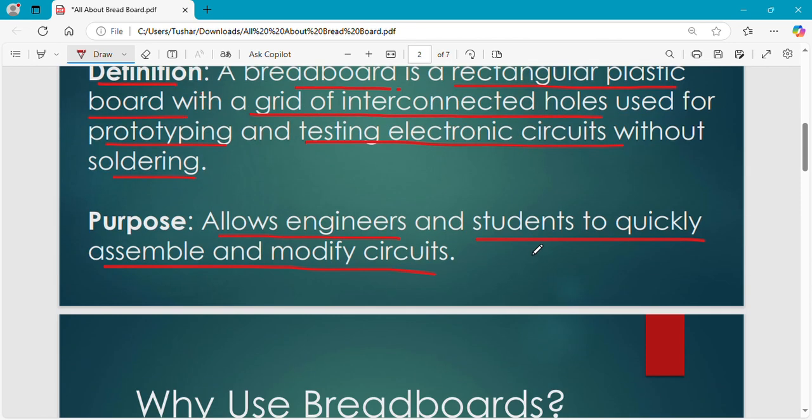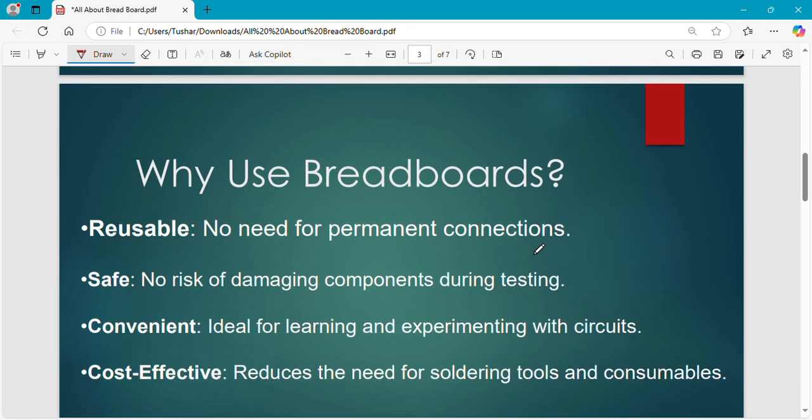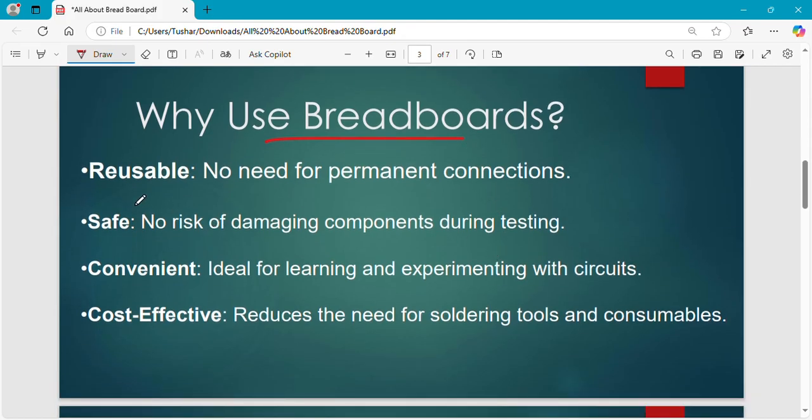Now, why do we use breadboards? It is a very important question. It is reusable, with no need for permanent connections. Safe, with no risk of damaging components during testing. Convenient, yes. Ideal for learning and experimenting with circuits, yes. And cost effective, reducing the need for soldering, tools, and consumables.